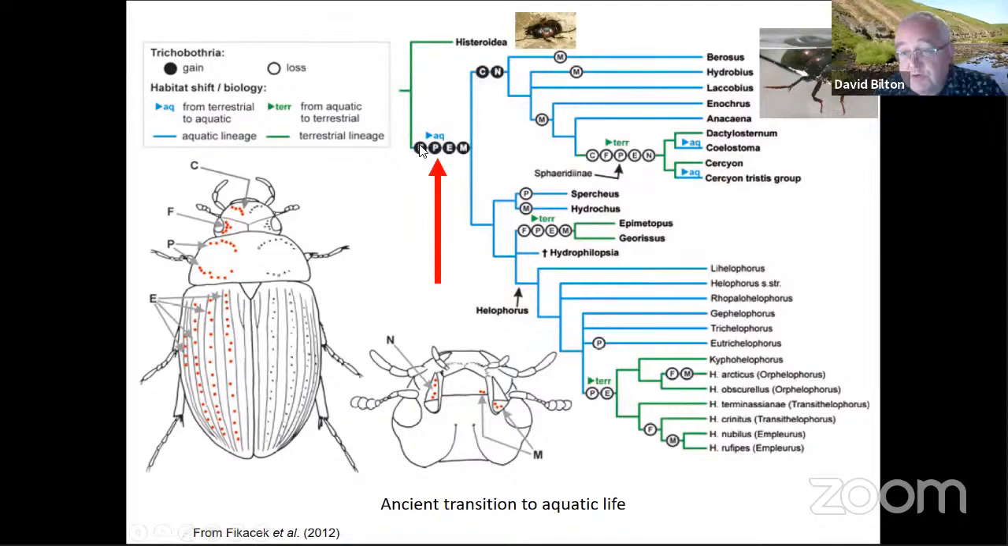So if we think about the ancestral lineage leading to hydrophilids, leading to this family, that became aquatic from a terrestrial ancestor. Their closest living relatives are the hysteroids, which are terrestrial beetles feeding largely on fly larvae as both adults and larvae, often found in dung, carrion, decaying material, often under bark where you find lots of fly larvae. Anyway, we had a transition into water, an ancient transition to aquatic life in this lineage.